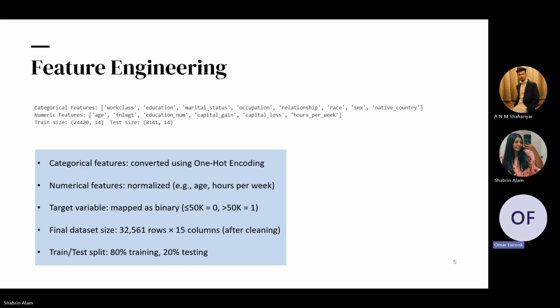After completing the pre-processing and cleaning, our final dataset was 32,561 rows and 15 columns, or 15 features. We also ensured the train and test datasets were split with stratification to preserve class balance. This step was crucial to make sure all the models work efficiently on the data.